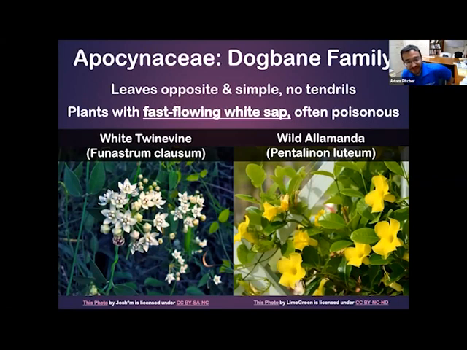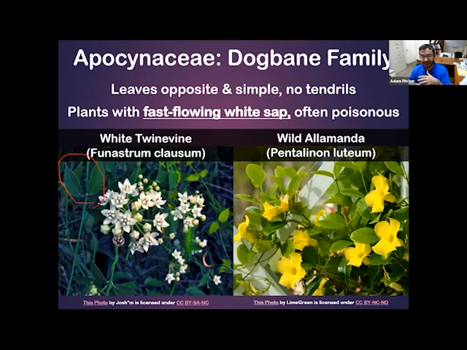So the next family I'm going to talk about is the dogbane family or the milkweed family. Either one is accurate. This family isn't super well represented in South Florida. There's more of them up north, but it's still pretty common to find one or two of them around. What sets this family apart is that it has opposite leaves, which you can see over here. That means two leaves come out at a time instead of just one.